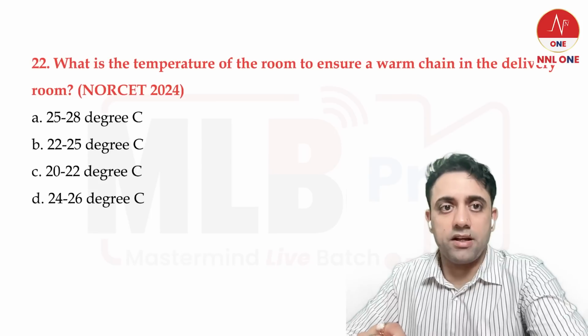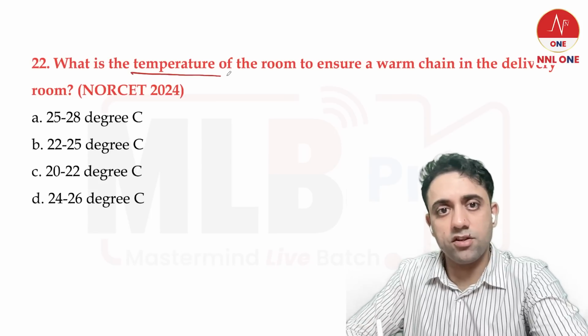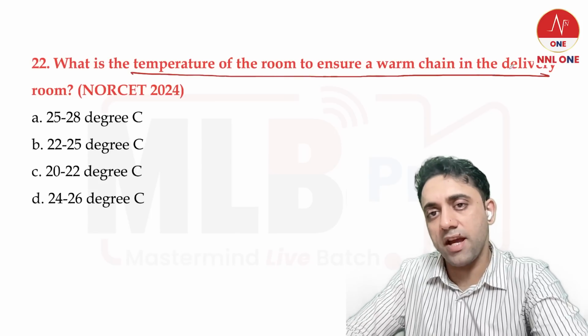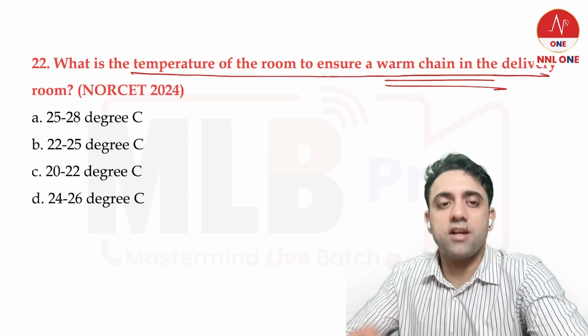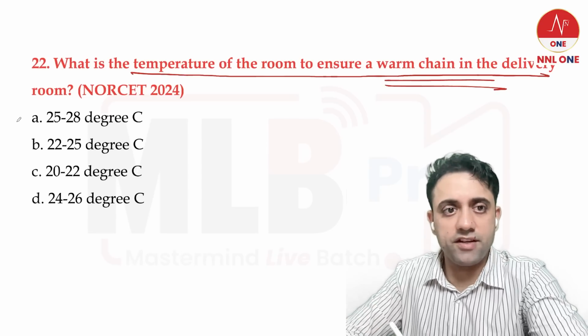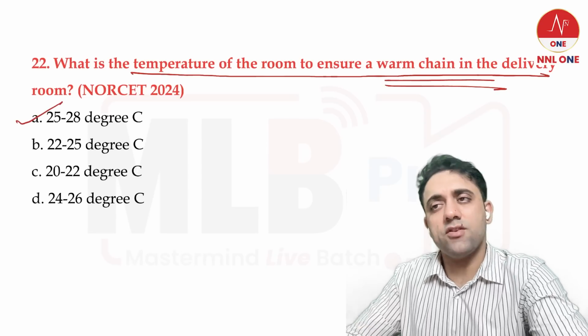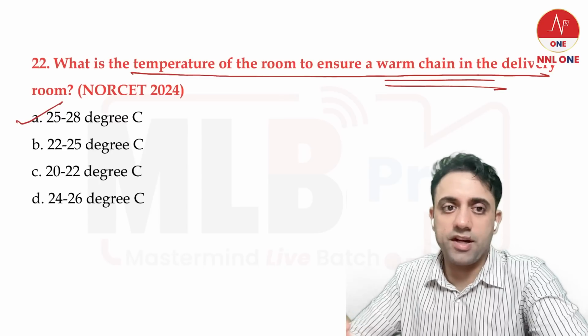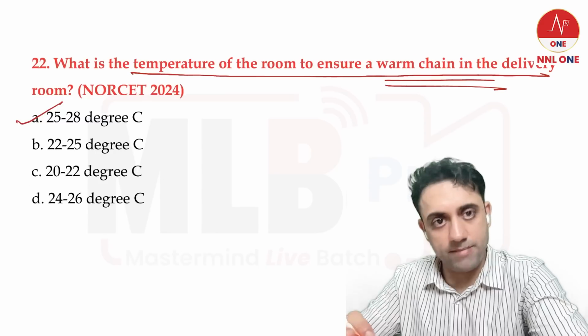Okay, number two. What is the temperature of the room to ensure a warm chain in the delivery room? What is the ideal temperature of the delivery room? 25 to 28 degrees Celsius. 24 to 28 also is fine. So 25 to 28 degrees Celsius is the best answer.